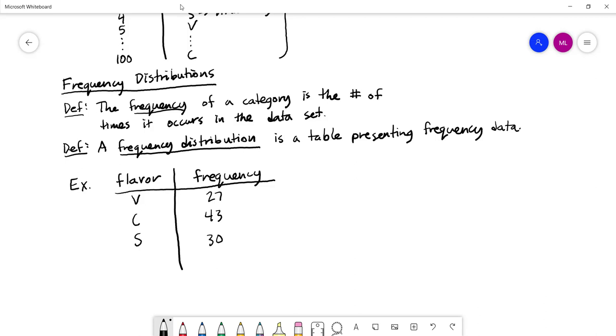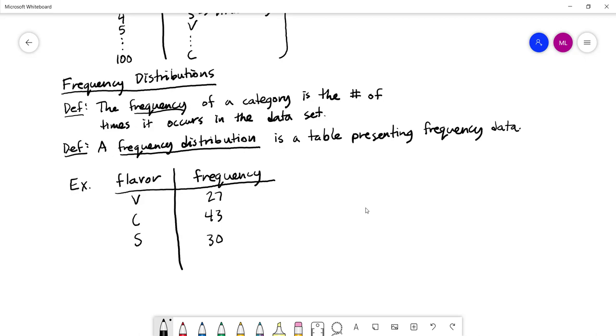Now instead of a list of 100 S's, V's, and C's, I've got a list of three things, and each one just has a number associated with it. And I can immediately see that chocolate was the most popular, vanilla was the least popular, but vanilla and strawberry were really, really close in terms of how frequently they were ordered.